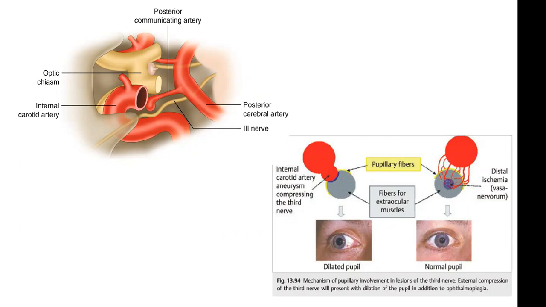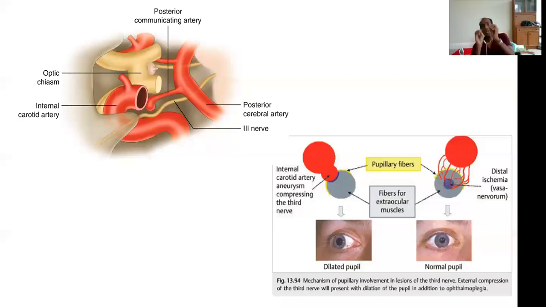So isolated third nerve palsy can also be due to diabetes and hypertension. The main difference from a PCOM aneurysm causing a third nerve palsy is that in diabetes and hypertension the nerve is involved from inside out, so the pupils are spared. The picture on the right lower aspect of your slide will show you the difference.